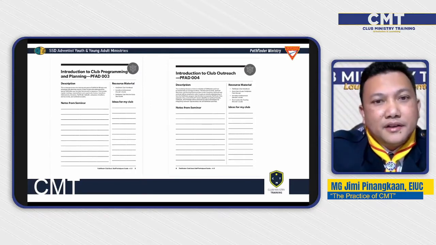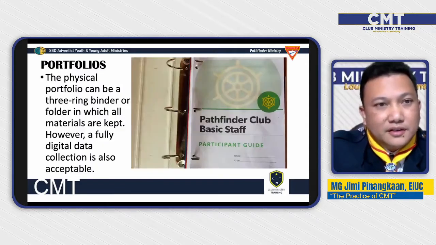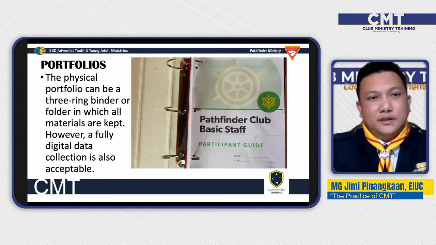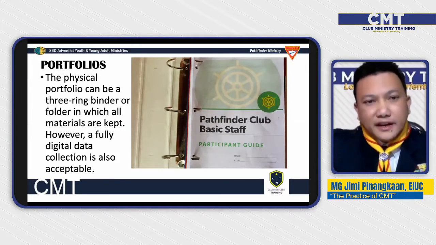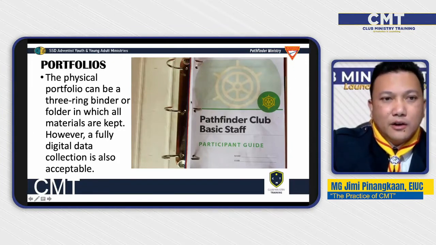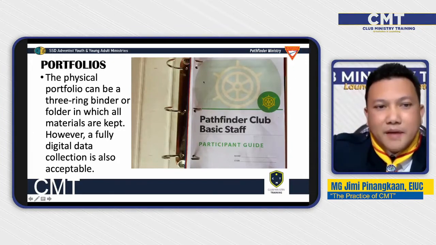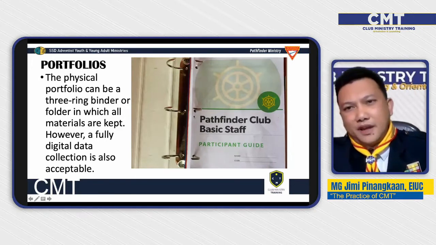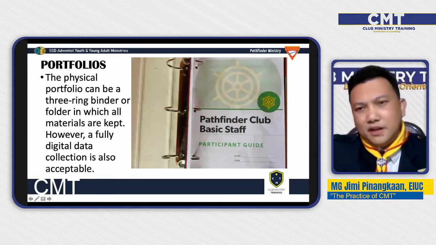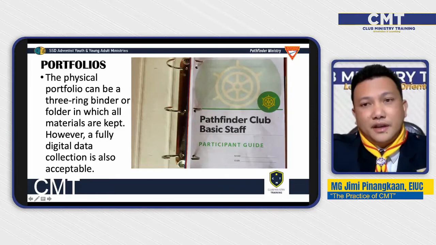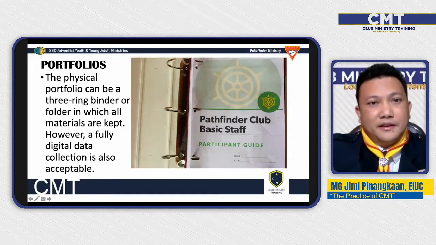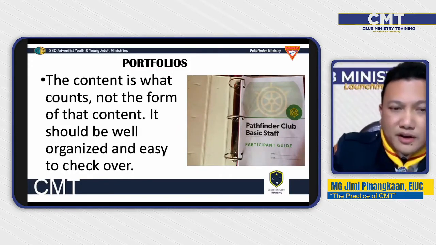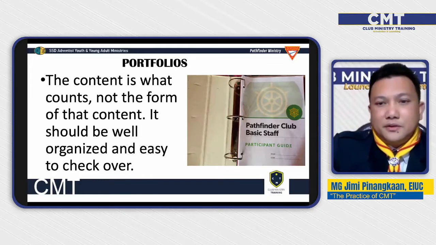This is the example of portfolios. The physical portfolio can be a three-ring binder like this, or a folder in which all materials are kept. However, a fully digital data collection is also acceptable. So not only the physical, but the digital also we can receive. The content is what counts, not the form of that content. It should be well organized and easy to check over.